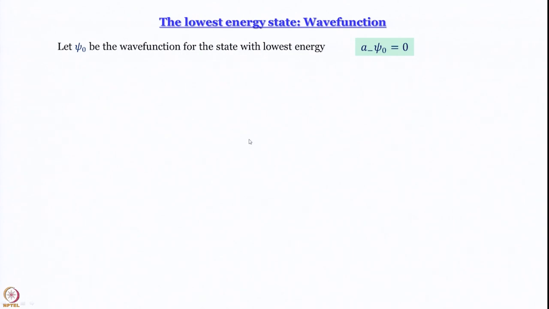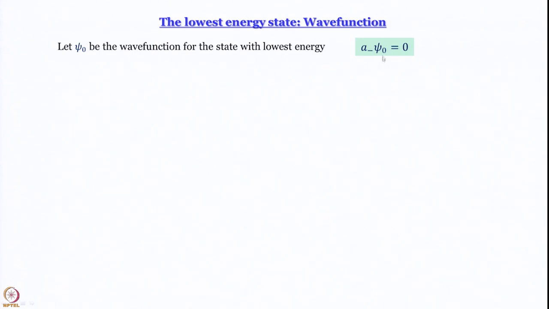Not because the energy is 0, not because the eigenvalue is 0, but because the resultant wave function itself should be 0 everywhere, or in other words, it should not exist. Because if psi 0 is the lowest energy wave function, you operate A minus on it, where do you go? There is nowhere to go. So, that state does not exist, so the wave function cannot be there for it. That wave function has to be 0 at all values of x.